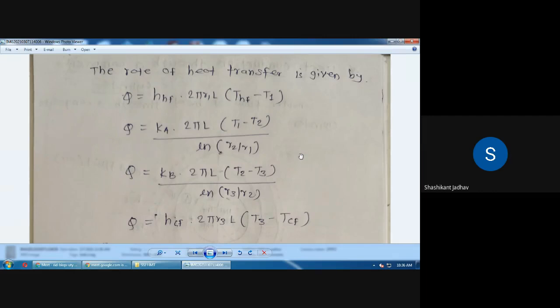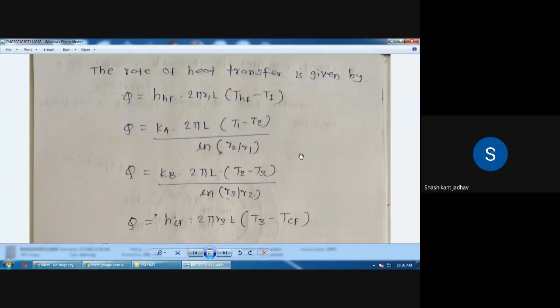हे लक्षात ठेवा, THF minus T1 हॉट फ्लुइड साठी काय असणार आहे सेंटरला, THF हे कशाचं, हॉट फ्लुइडचं टेम्परेचर आहे आणि इनसाइड लेअरचं टेम्परेचर T1. लेअर A मध्ये टेम्परेचर बाउंड्री काय आहे तर T1 T2 आहे. लेअर B मध्ये टेम्परेचर बाउंड्री काय आहे T2 T3 आहे आणि सराउंडिंगला काय असणार आहे तर T3 आणि TCF असणार आहे. So in that way we have to change the notation.